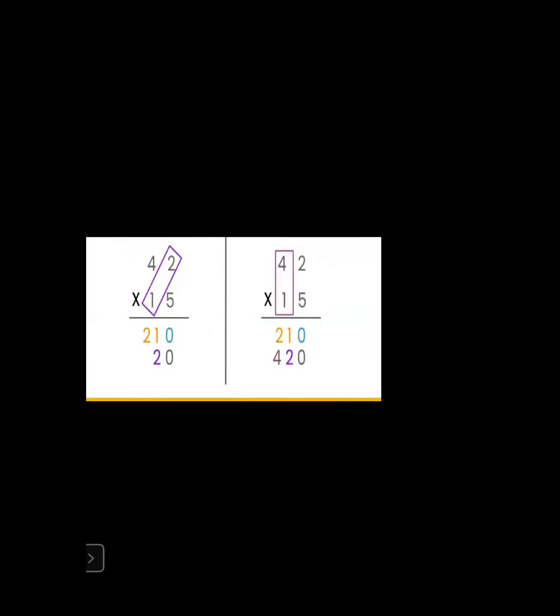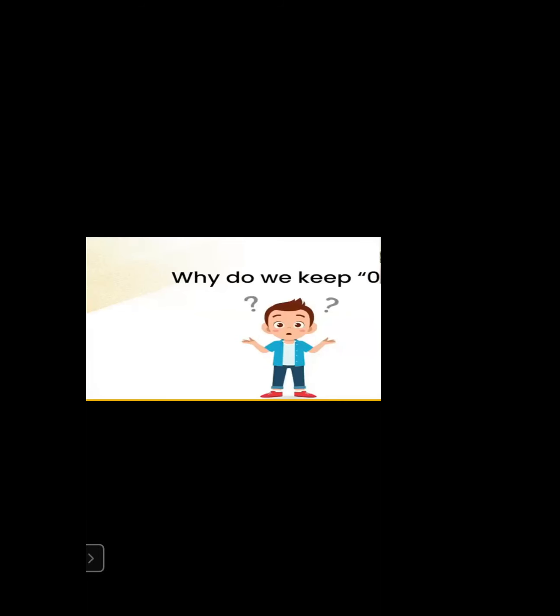Now, let us solve the tens place. And we must keep 0 for our easy calculation. And 1 into 2 is 2. We have to place 2 at the downside of the 1. And 1 into 4 is 4. Now 210 and 420.